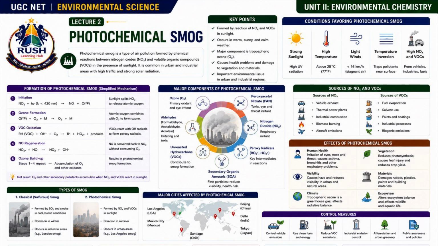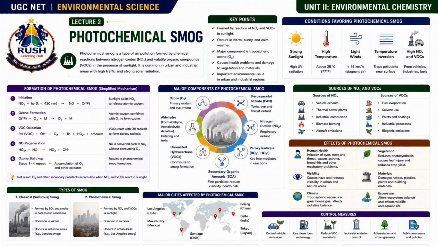At the same time, volatile organic compounds react with hydroxyl radicals and other oxidants. These reactions generate organic peroxy radicals. The peroxy radicals convert nitric oxide back into nitrogen dioxide without consuming ozone. As a result, ozone accumulates continuously in the lower atmosphere. This accumulation of ozone and other oxidizing pollutants leads to the formation of photochemical smog. For UGC NET examinations, remember this important equation.